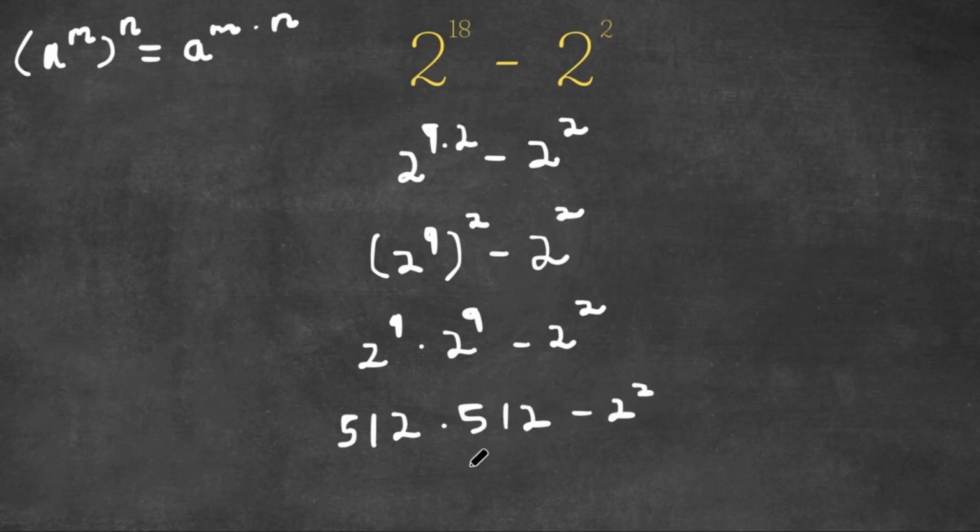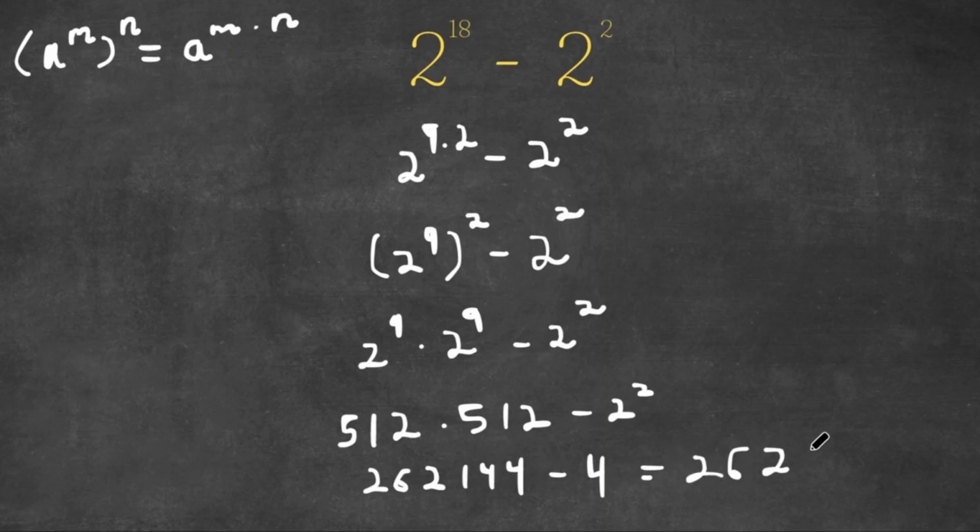Now 512 times 512 is 262,144. And we have minus 2 squared, which is the same thing as 4. And this is equal to 262,144 minus 4, which is simply 262,140. So this is our answer.